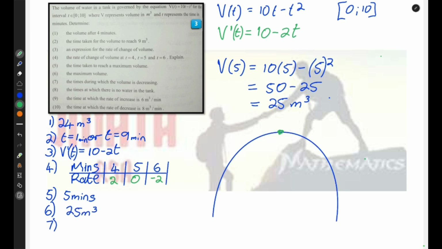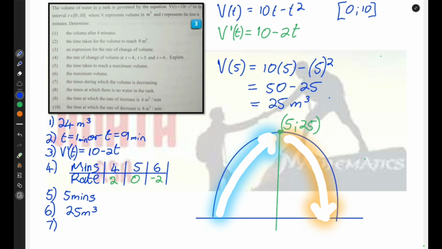Now, if I were to draw this story, it would look something like this. And the turning point would be at 5 and 25. Okay, and therefore this would be my axis of symmetry. And now I can answer question 7, which asks me, what is the time during which the volume is decreasing? So it started at 0, and then it was increasing until 5 minutes. After that, it was decreasing. So therefore, when is this decreasing? When t is between 5 and 10 minutes.